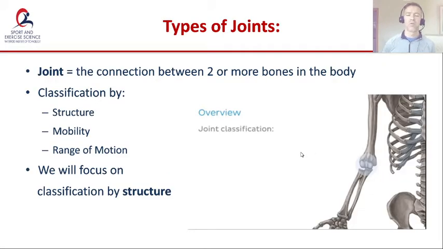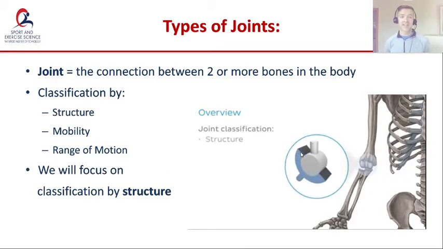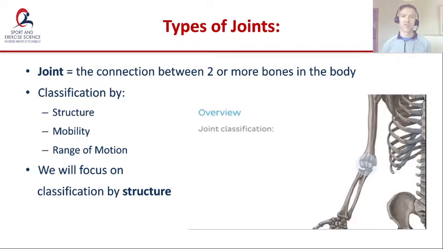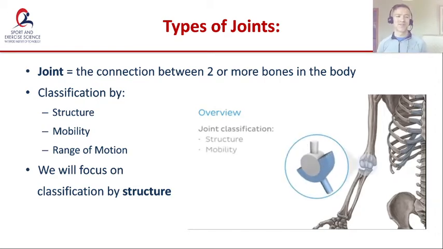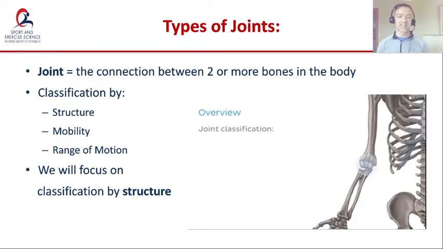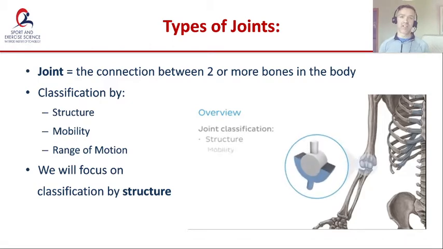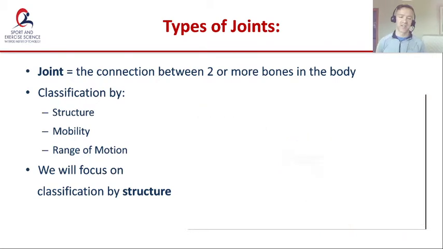Okay, so what is a joint? Well, a joint in the body is when there's a connection between two or more bones. So where two or more bones meet and where movement occurs, well, mainly where movement occurs, we have got a joint in the body. We can classify the joints in the body by structure, mobility, or by range of motion. So we'll see that at some joints in the body there's little movement actually available.